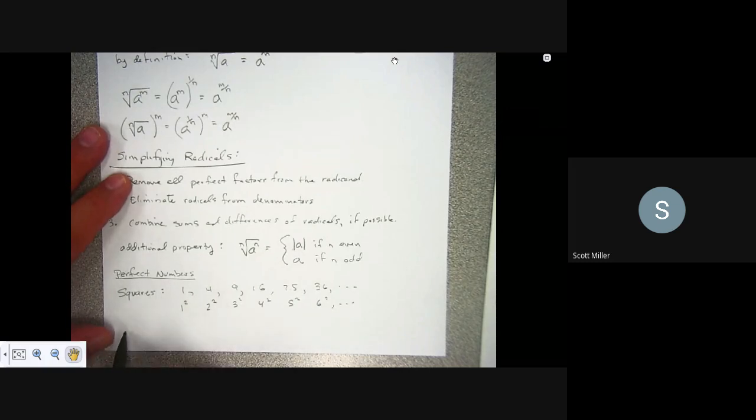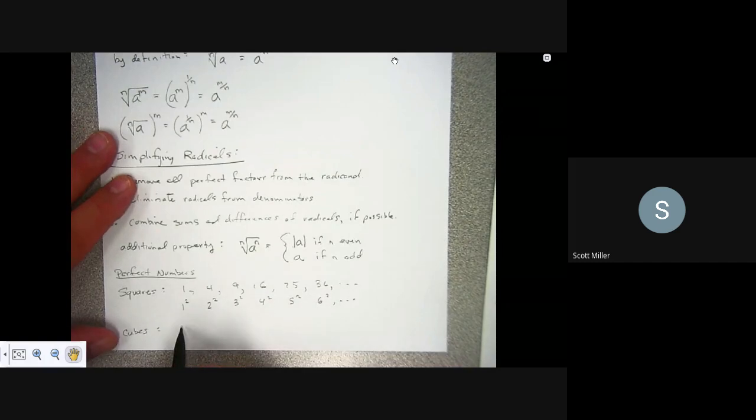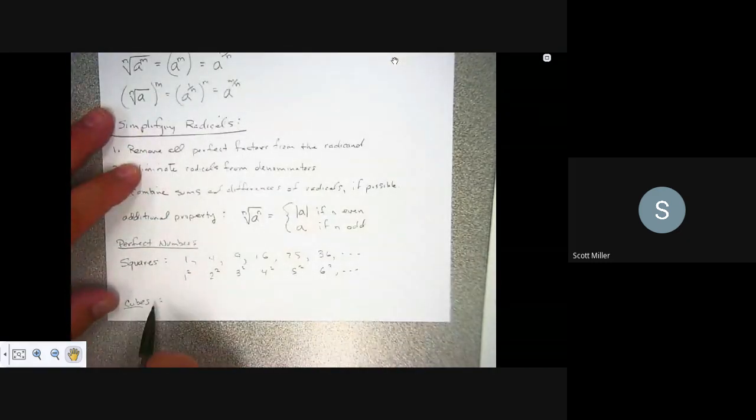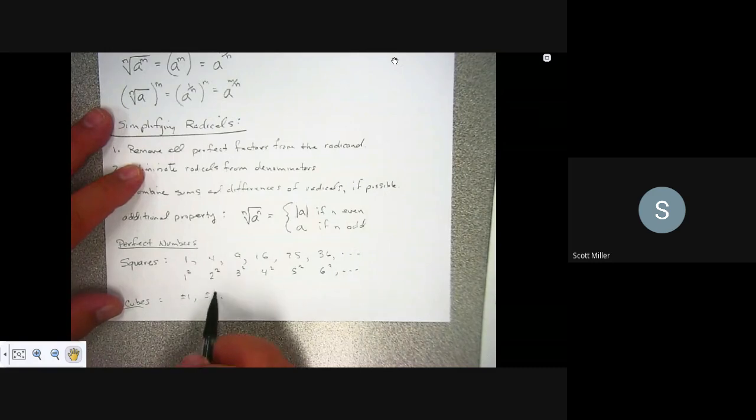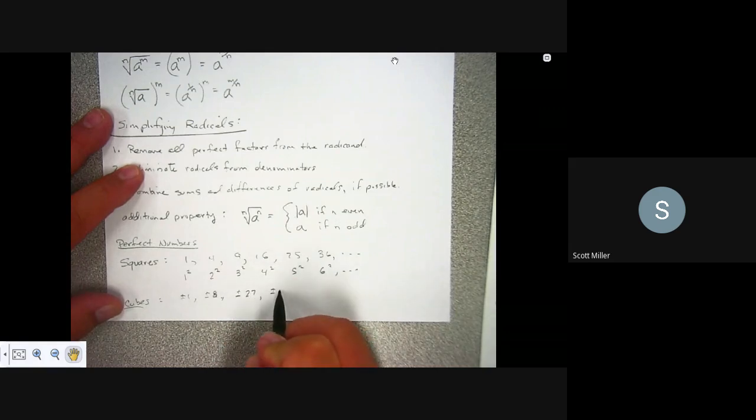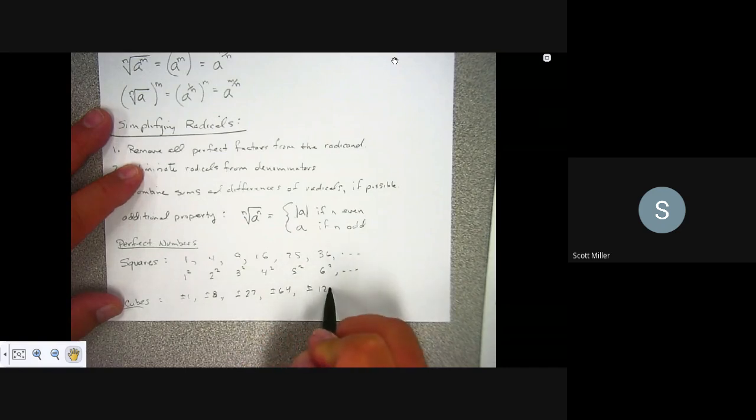For cubes, the same concept: 1 cubed, 2 cubed. Actually, you have negative values also. For cubes, I'll just do the negatives too. So I have plus or minus 1, plus or minus 8, plus or minus 27, plus or minus 64, plus or minus 125, and so on.